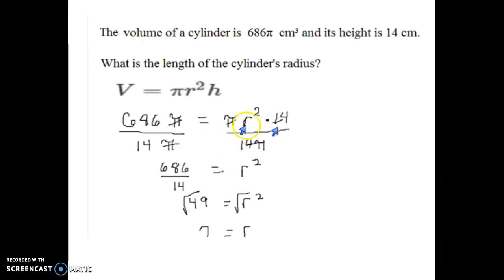Now, remember, to get r by itself, we're going to have to divide this side by 14 pi to get rid of that. And so when we divide both sides by 14 pi, then we get 686 over 14 because the pi's cancel out here. And r squared is equal to 49. And remember, then we take the square root of both sides, and so the radius is equal to 7.